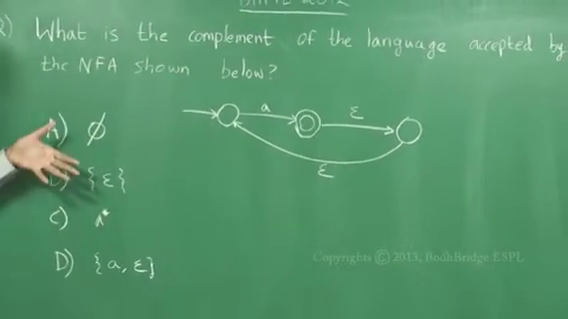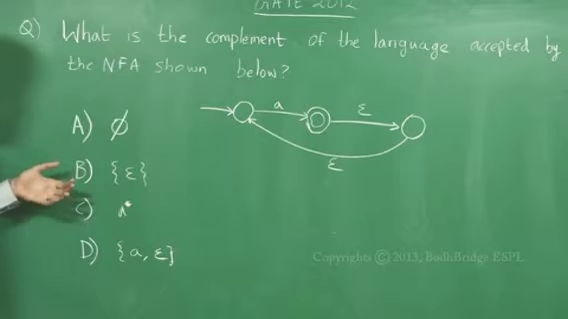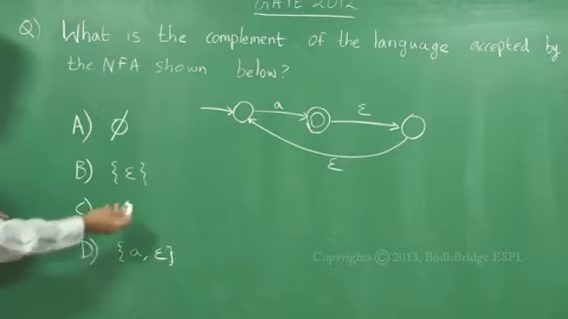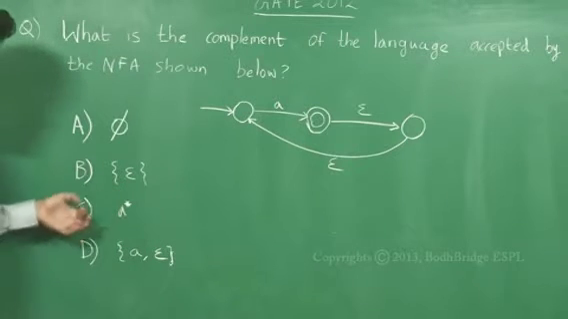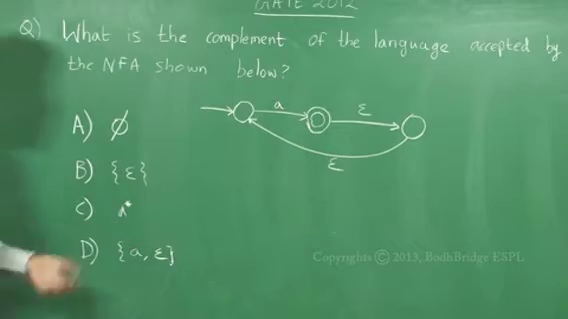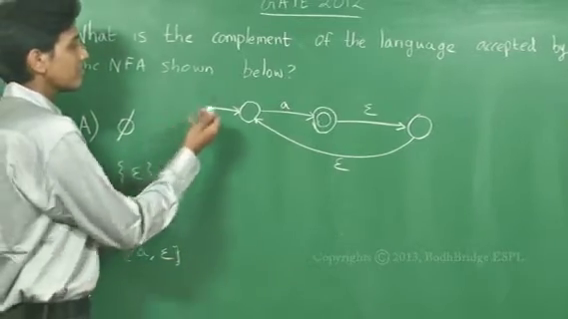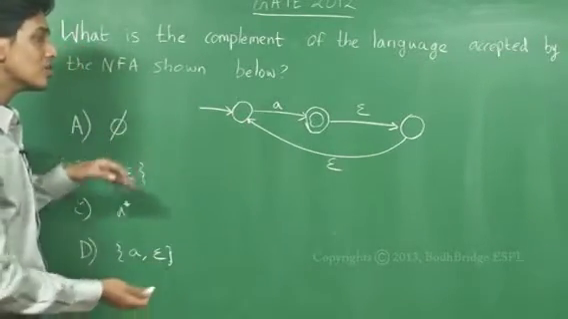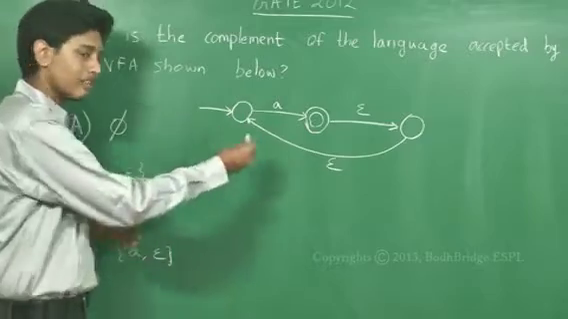There are four options. Option A, null set. Option B, the empty string set epsilon. Option C, A star. Option D, A comma epsilon. So the first thing we need to do is to find out the language that is accepted by this NFA.